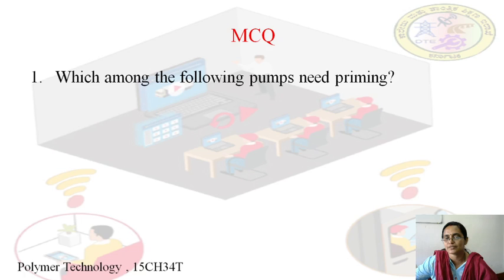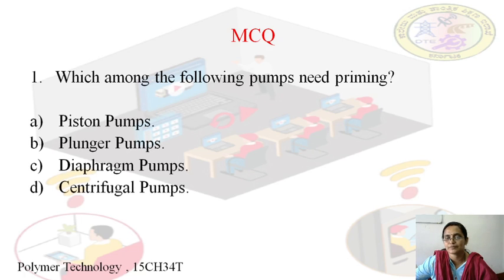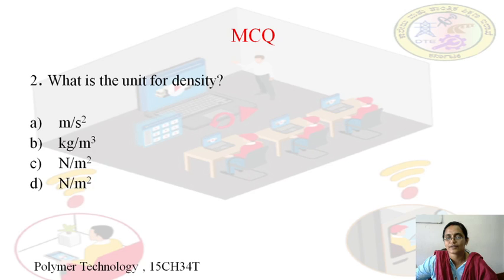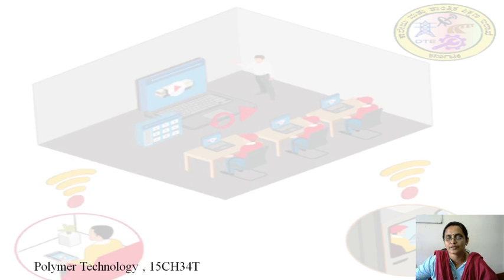Now we come to MCQs. Which of the following pumps need priming? Piston pumps, plunger pumps, diaphragm pumps, centrifugal pump. The answer is centrifugal pump. What is the unit of density? Meter per second square, kilogram per meter cube, Newton per meter square. It is kilogram per meter cube.